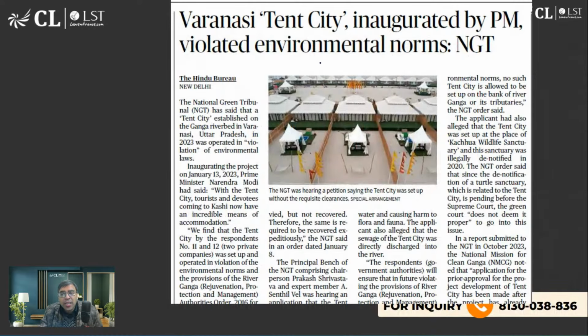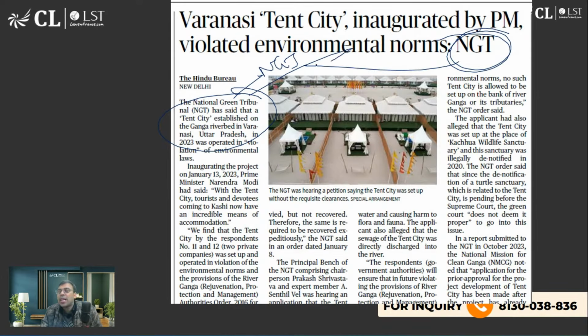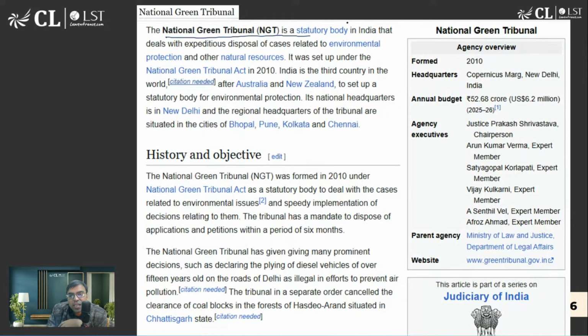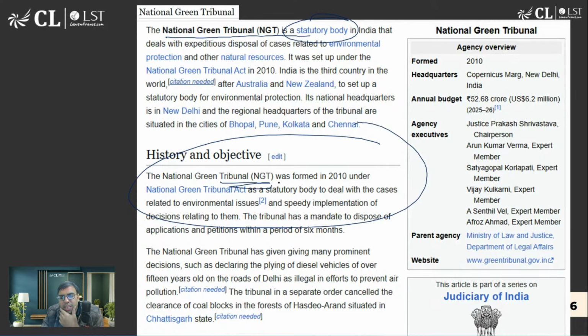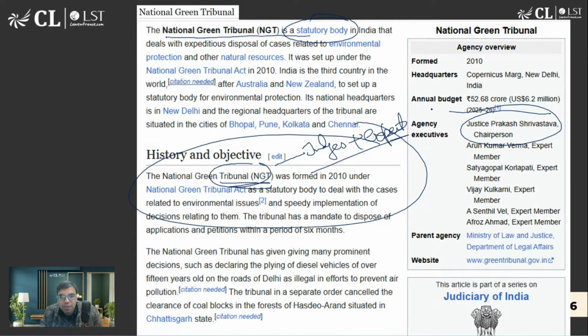Varanasi tent city inaugurated by PM violating environmental laws, says National Green Tribunal. So what is National Green Tribunal that you should know? So a tribunal is actually a quasi-judicial body, I would say, similar to judiciary, but it has technical members, not only judges, but the members from other environment and other officials as well. So the NGT is actually a statutory body made as a result of a parliamentary law, and they are actually working as an environmental court. Not exactly as a court, but tribunal is not considered as 100% court, but it is slightly different. It has judges as well as experts. So they actually work like a quasi-judicial body, similar to a judicial body. That's what you should know. And Justice Prakash Srivastava is currently the chairperson of NGT.